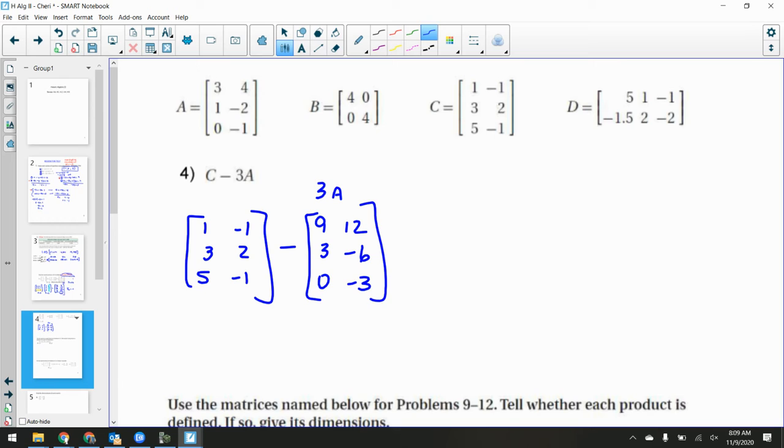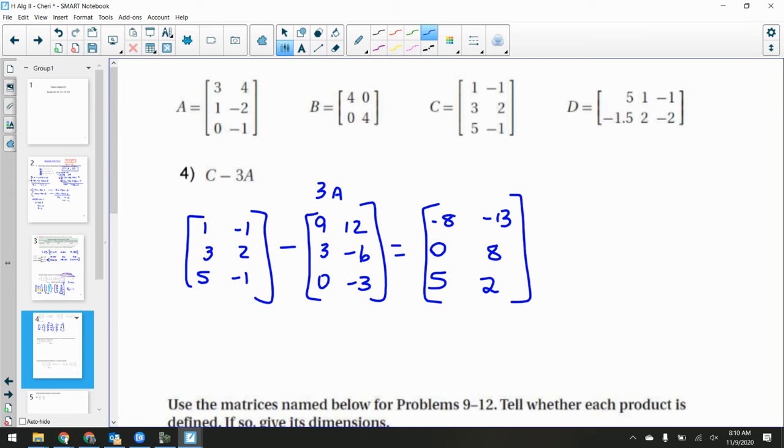And now just be careful, I have to subtract them. So I take 1 minus 9, negative 8. I take negative 1 minus 12, negative 13. I take 3 minus 3, I get 0. Watch out here, 2 minus negative 6 turns into an 8. 5 minus 0 is 5, and negative 1 minus negative 3, so negative 1 plus 3 would be positive 2. Check your answers there, folks. Questions on that one?